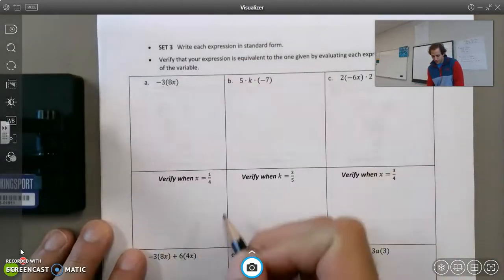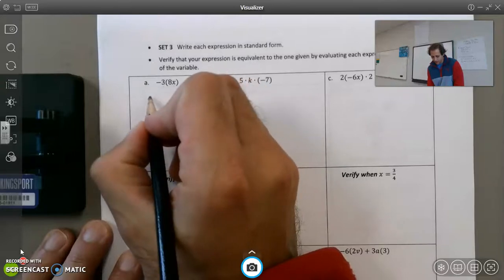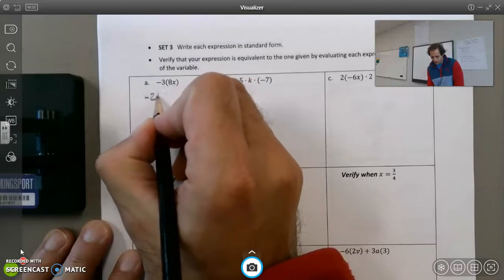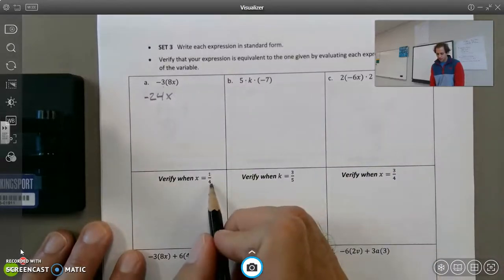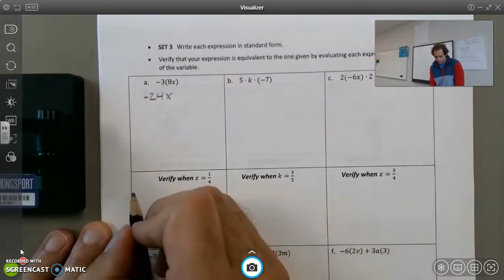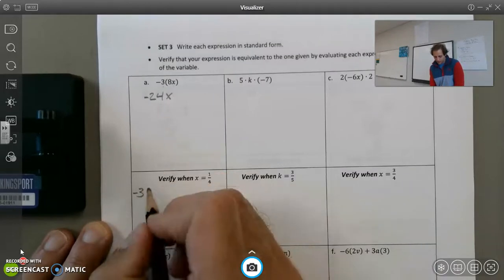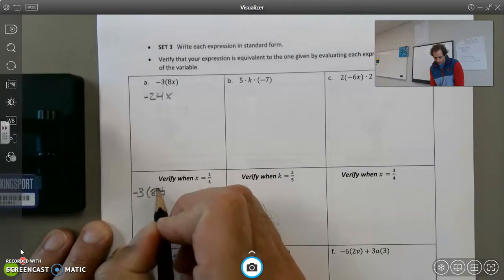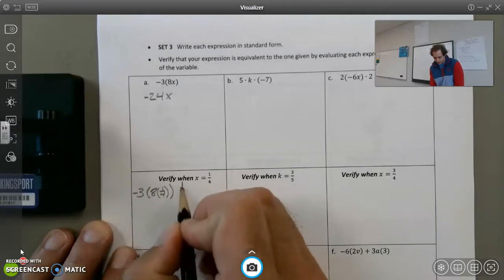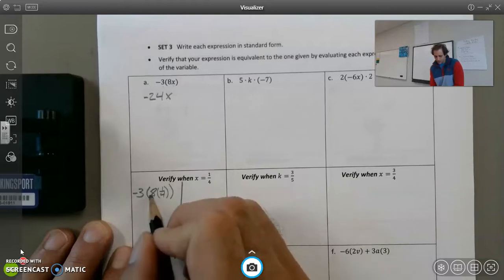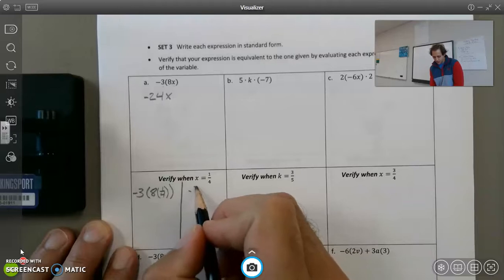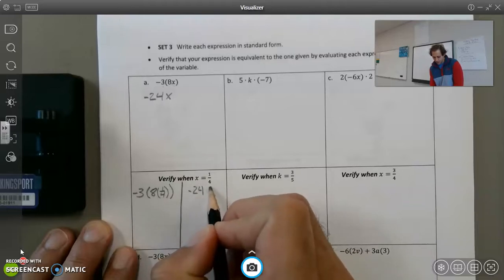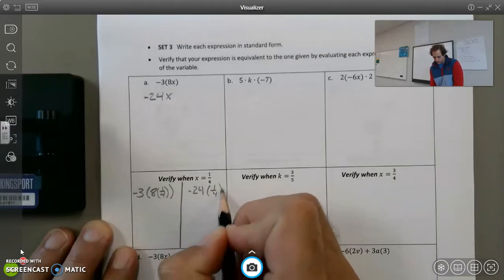Negative 3 times 8x. If I multiply here, that becomes negative 24x. Good, so I'm going to substitute in 1/4 for this, and I'll do a couple of these verifications with you, and then I'll just give you the values after that. So negative 3 times 8 times 1/4, or our simplified expression as negative 24 times 1/4.